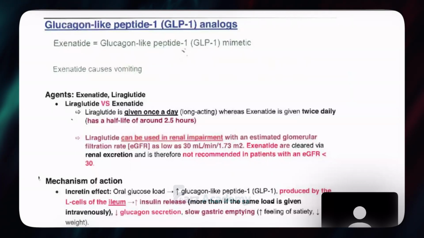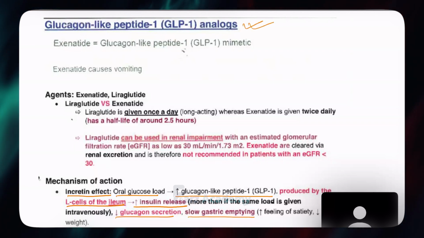So anyway, exenatide and liraglutide. The mechanism of action is that it increases the incretin effect from oral glucose load. So there is an increase in the GLP-1 produced by the ileum, causing increased insulin release, decreased glucagon secretion, and slowed gastric emptying. That is why we are using the analogs of GLP-1, and the examples are obviously exenatide and liraglutide.